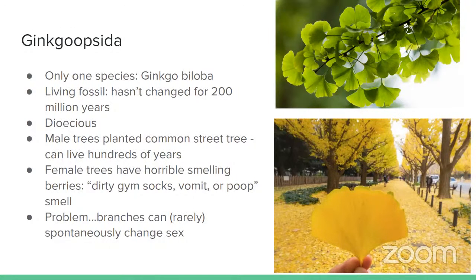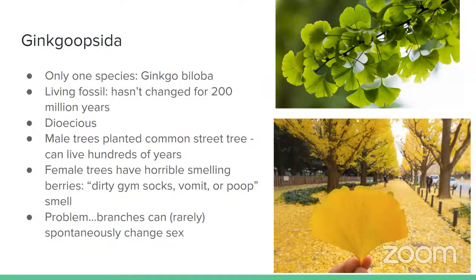Rarely, but enough to make a difference, branches on these trees can spontaneously change sex. I don't know how it works, and I'm not sure anybody knows how it works, but it's kind of an unfortunate problem if you're a city planner planting a tree, thinking this is a good male ginkgo tree, and then realizing that in, say, 30 years it may suddenly start producing these horrible fruits. They are a good street tree though, because they live a really long time, like a lot of other gymnosperms. They're pretty cheap to plant. They don't require much upkeep, and people like them because they're pretty, so they do still plant them.